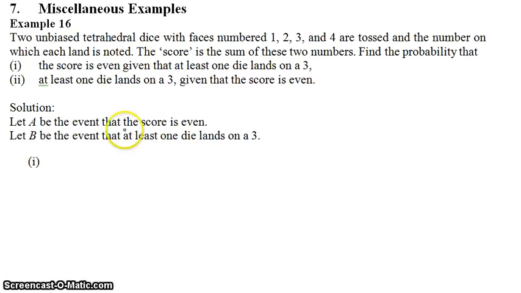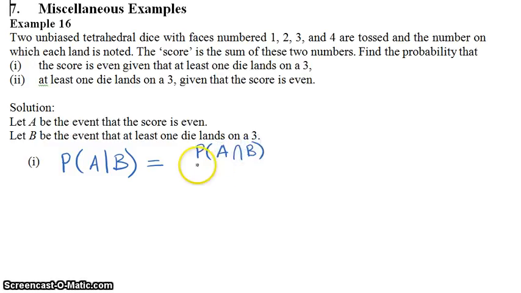Okay, so how do we approach this problem? Well, first we have to define our two events. So let A be the event that the score is even, and let B be the event that one die lands on a 3. Then what the question is asking us to do is find the probability that the score is even given that at least one die lands on a 3. So how do we calculate this? Well, we know that this is the probability that the score is even and one die lands on a 3, divided by the probability that one die lands on a 3.